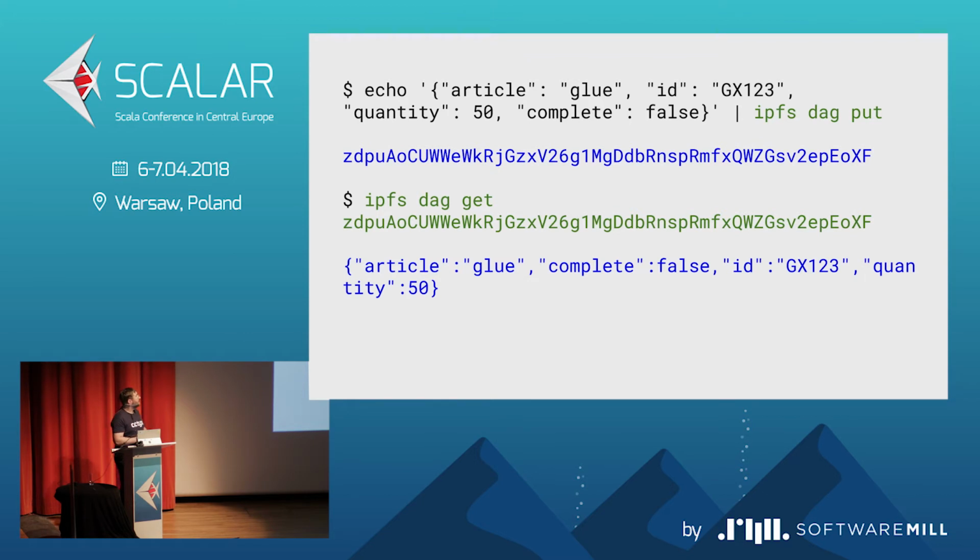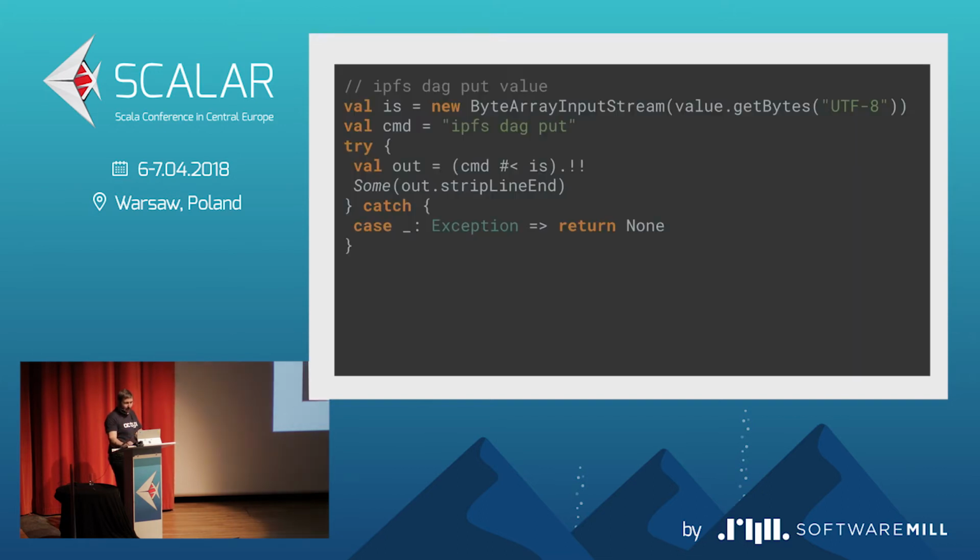And if you want to get it, you just name the hash and you get your object back. You might have noticed that there is a bit of formatting down there. It just formats JSON to canonical representation. But otherwise, it's just fine. So far, so good. I can store it. I can retrieve it. I can even code it in Scala. So this is IPFS dag put, and then I just pipe it to cmd.